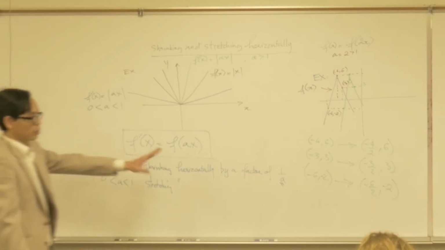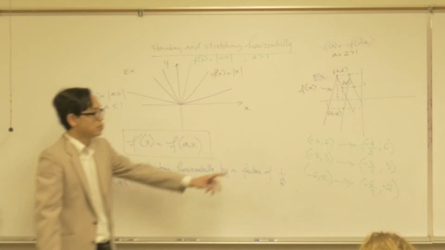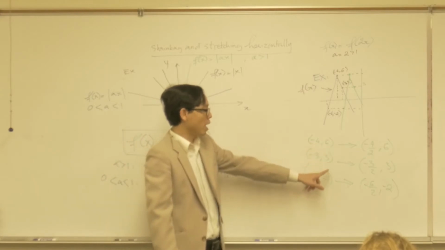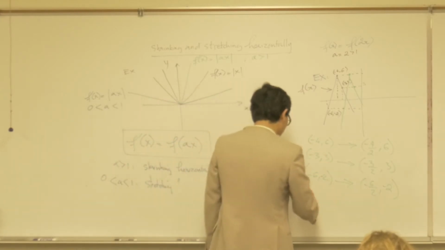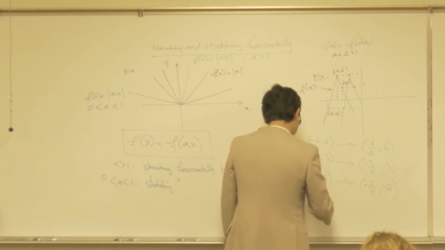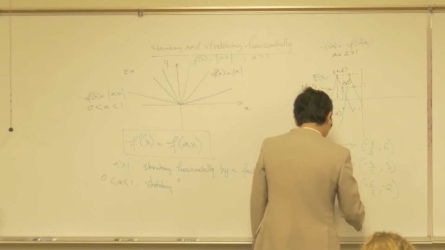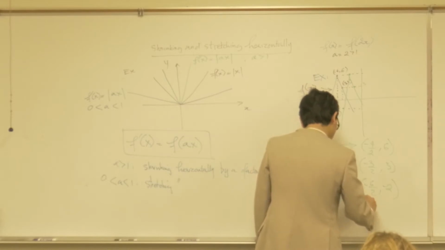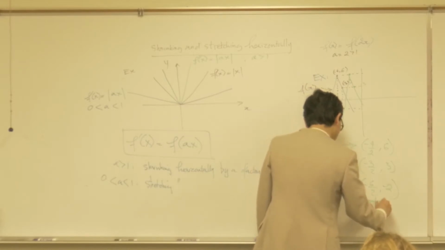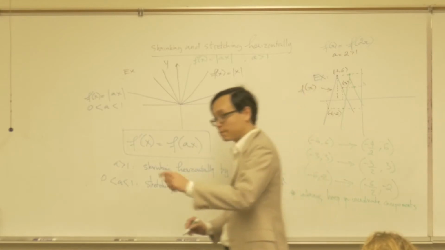So for horizontal, it doesn't matter whether the factor is shrinking or stretching. You always keep the y component. So I'm going to just write: always keep the y coordinate. The y coordinate component never changes. Only the x.